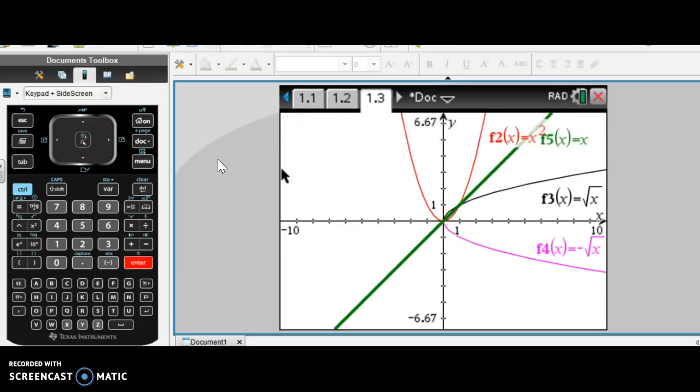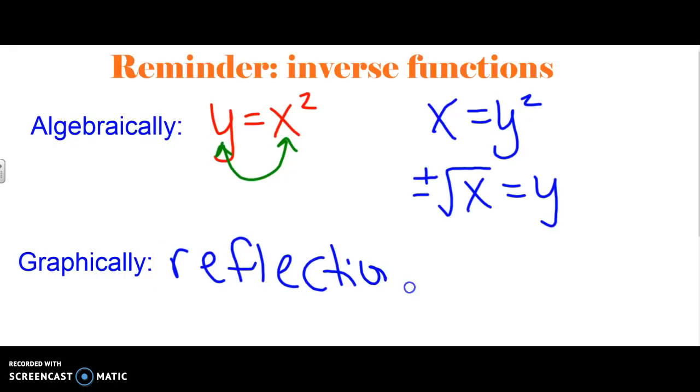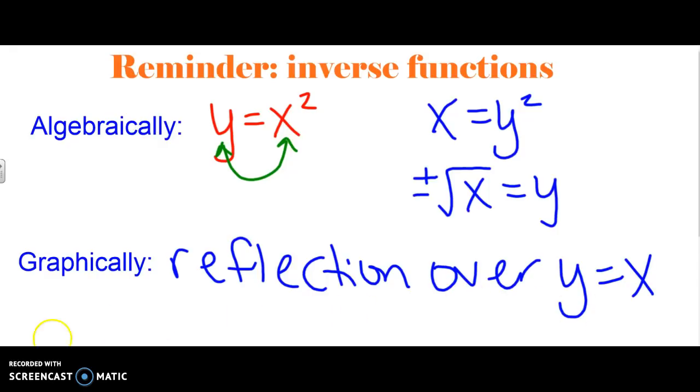But if I look at just the graph of y equals x, can you see that the red is being reflected over the green to get the black? And so graphically, what is happening for inverse functions is that one of them is reflected over the line y equals x. We're going to use this knowledge to help us with inverse trig functions and their derivatives.